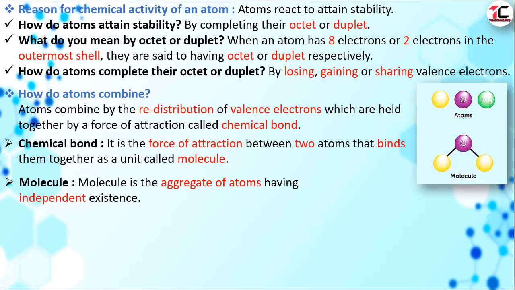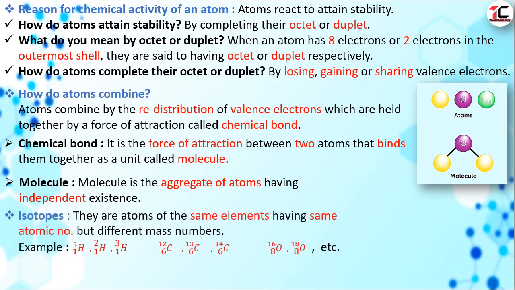Let us see in the diagram. Here are the atoms: hydrogen atom, oxygen atom and magnesium atom. And here is a molecule; we will identify which molecule this is. Here is one hydrogen atom, another hydrogen atom, attached with one oxygen atom. So here are two hydrogen atoms and one oxygen atom. Certainly it is a water molecule, and this sign shows the chemical bond, that is the force of attraction.